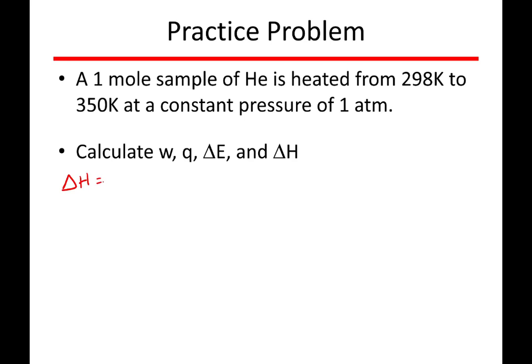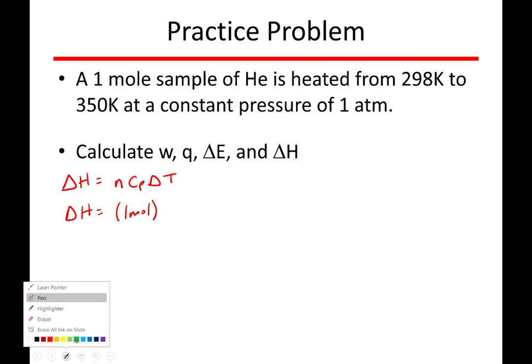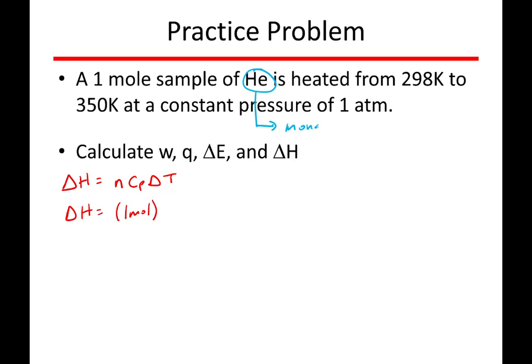We know that delta H is always going to be N CP delta T for an ideal gas. Then we have that delta H is equal to N, which is 1 mole, and then we have to think about what CP is. So helium is a monatomic ideal gas. So we know information about the values of CV and CP for a monatomic ideal gas. We know that CV is equal to 3/2 R, and we know that CP is equal to 5/2 R. We talked about that previously in the chapter.